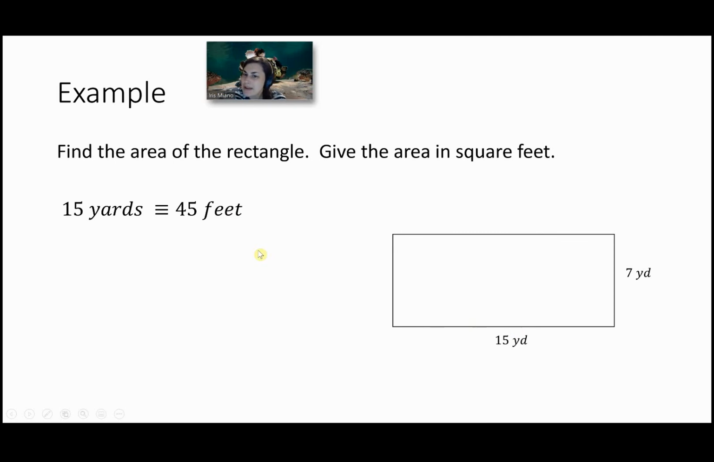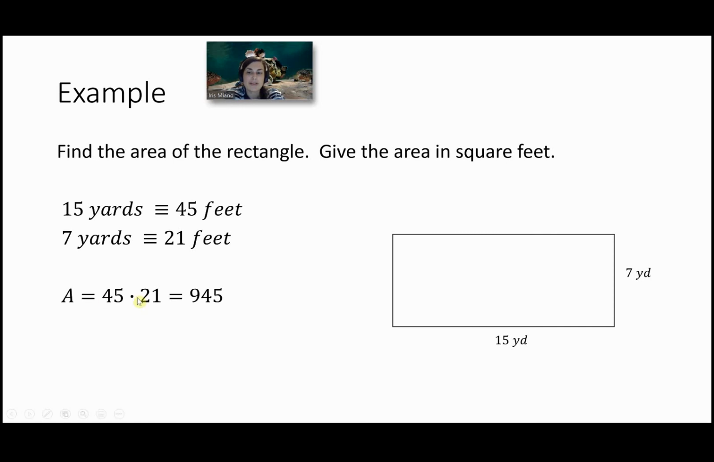How am I getting that? Well, in every yard, there are 3 feet. So I should take the 15 yards that are presented as the length here and multiply it by 3 to get the equivalent number of feet. This is the unit conversion in play. Now, that being said, how many feet is equivalent to 7 yards? Well, that would be 21 feet, right? Just multiply by 3. Take the 45 and the 21.